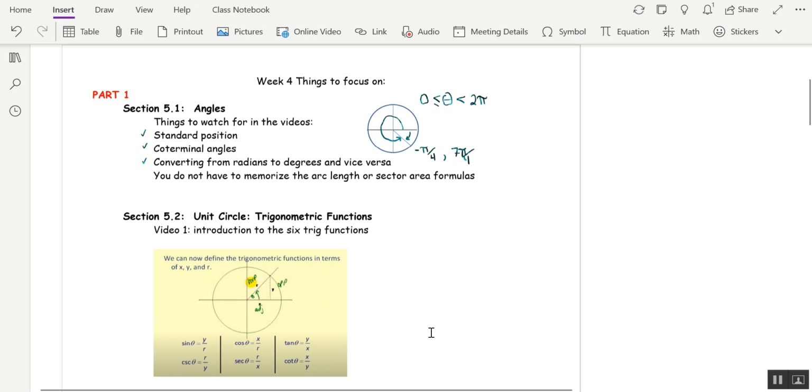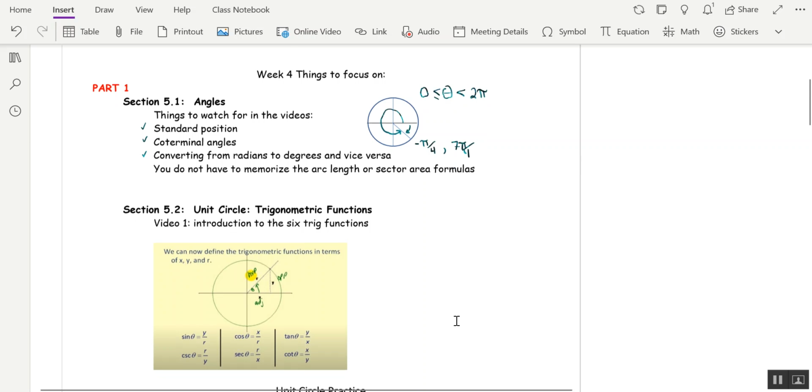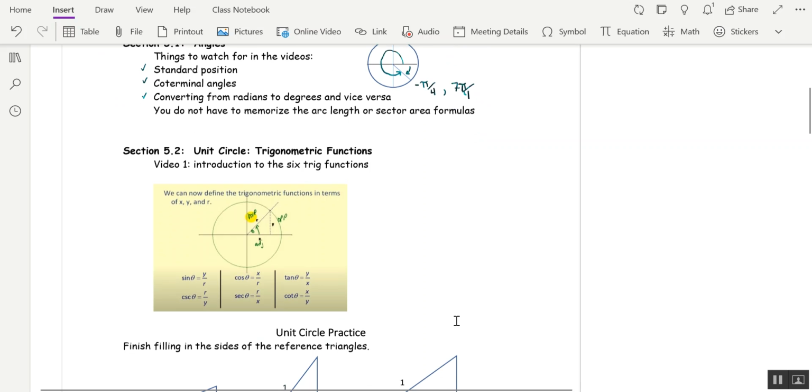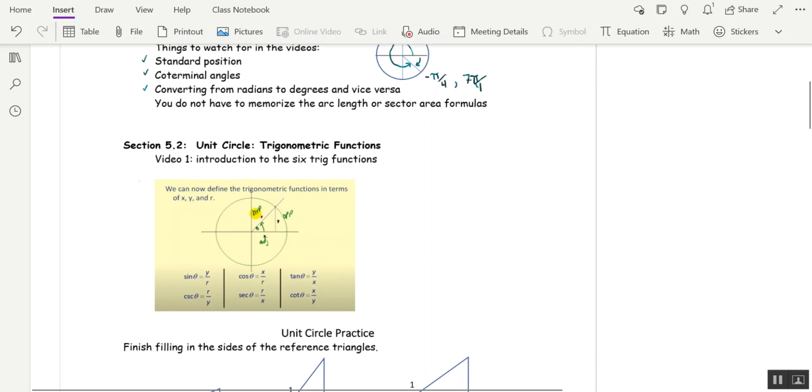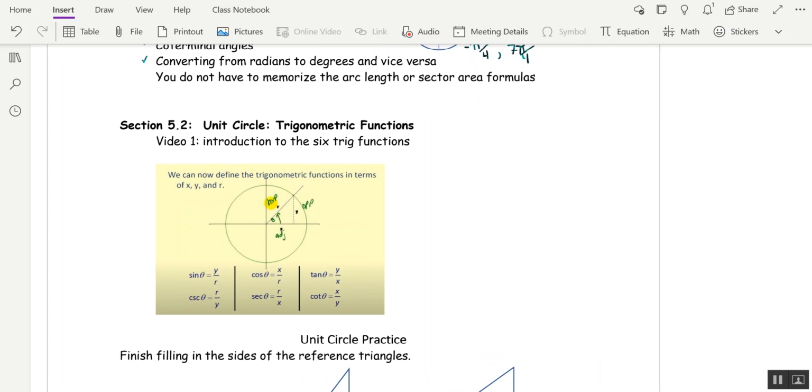Section 5.2 is the longest section in this part 1, and it's all about the 6 trigonometric functions and their definitions. I strongly suggest you watch video 1, which is a lesson introducing the 6 trig functions. And so this clip here is right from that video.